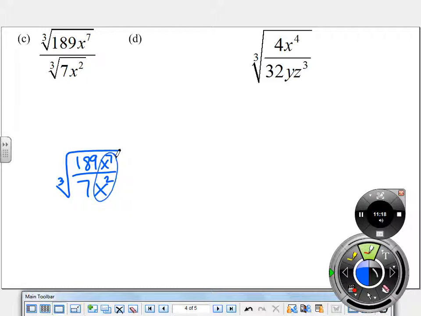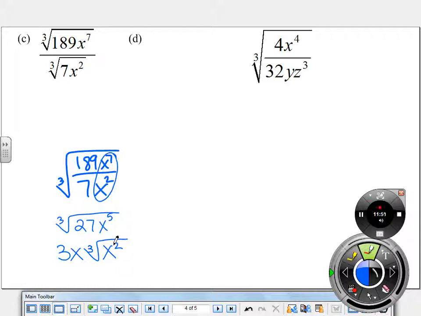Okay, so those will simplify to be x to the 5th. Okay, and 7 goes into 189. So that was helpful. And now I have to finish simplifying the cube root of 27x to the 5th. Okay, so the cube root of 27 is 3.